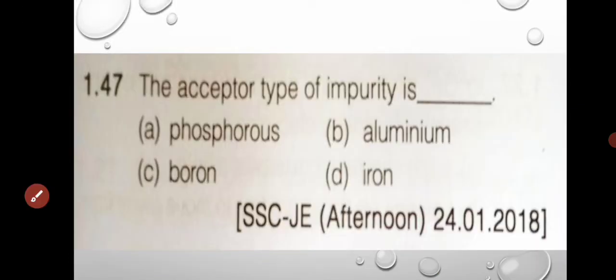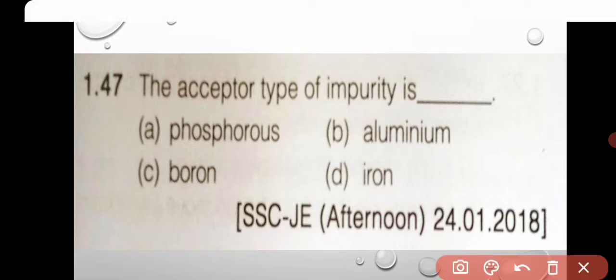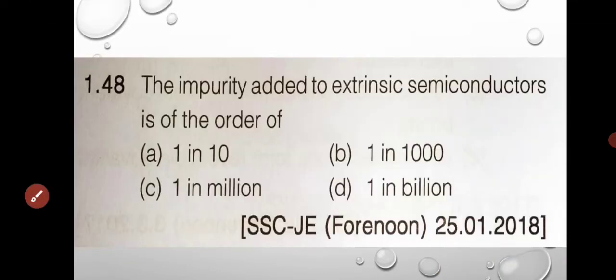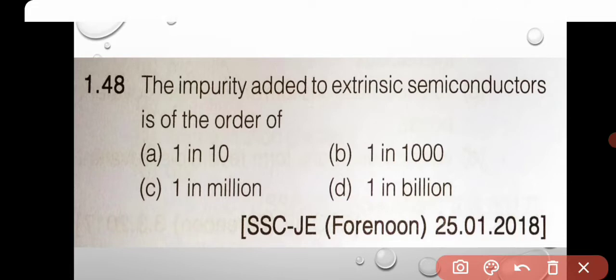Now the next question, the acceptor type of impurity. Here the correct answer will be both option B as well as option C. Now the next question, the impurity to extrinsic semiconductor is of the order. Its correct answer will be option C, that is 1 in million.